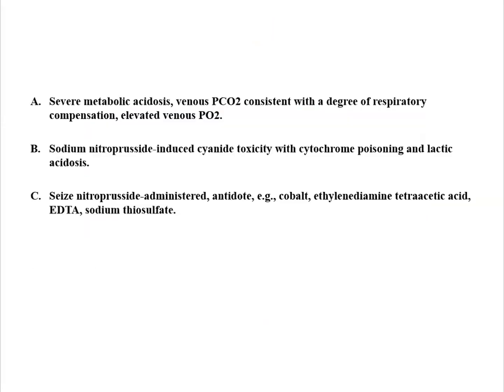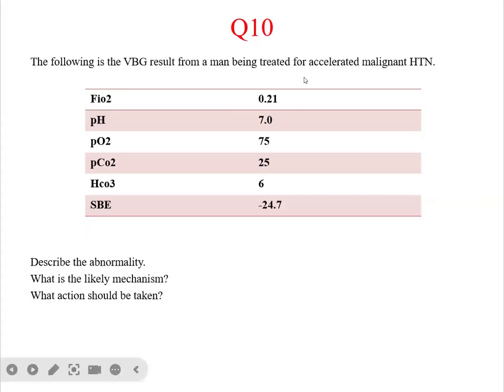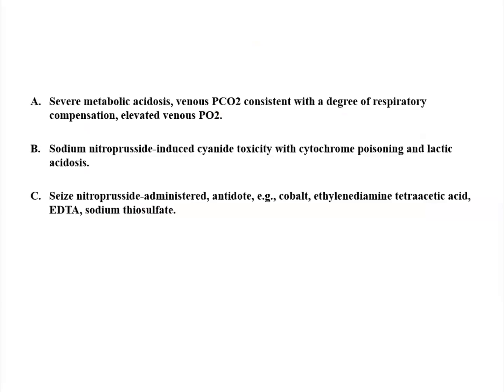So why has this happened? What is happening here? The patient is receiving treatment for accelerated malignant hypertension. So what is the drug that you usually use? Sodium nitroprusside. Your sodium nitroprusside has caused cyanide toxicity, which is causing the PO2 to be elevated in the venous sample. So how do you treat sodium nitroprusside cyanide toxicity? Everyone knows how to treat it.